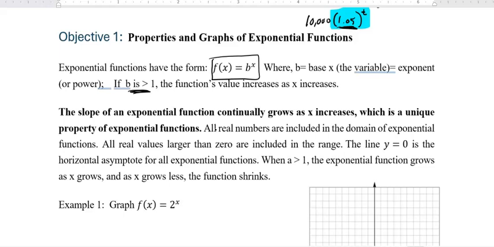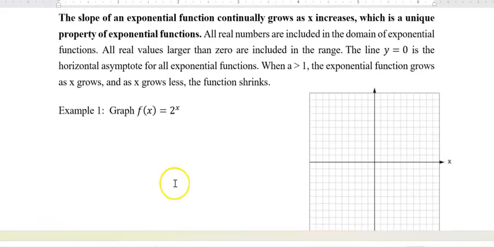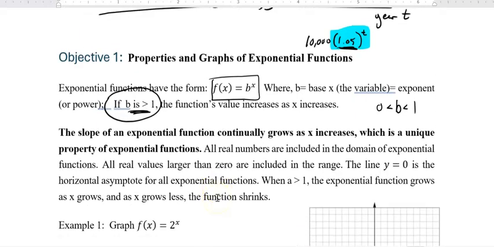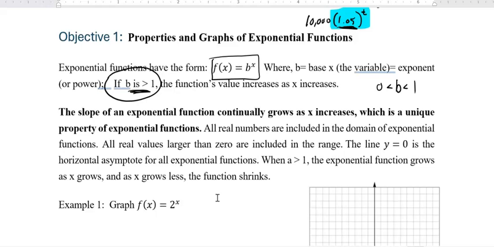We're also going to look at the base where the base is between 0 and 1. Okay, and those are going to be our two cases. So if base is greater than 1, then something happens. If base is less than 1, we're going to look at the other case. Those are the two cases. So those are conditions for the number that's the base.